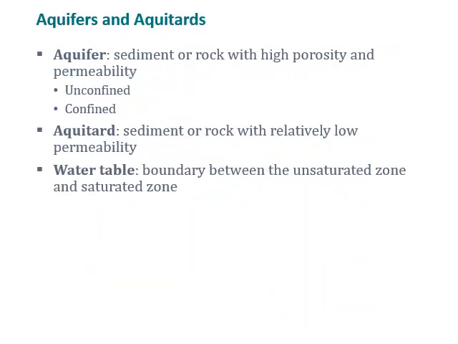Aquifers are rock units beneath Earth's surface that have high porosity and high permeability. There are unconfined and confined types of aquifers. Aquitards are sediments or rocks that have relatively low permeability and serve as areas that block or do not transmit water flow. The water table is the boundary between the unsaturated zone and the saturated zone beneath Earth's surface.